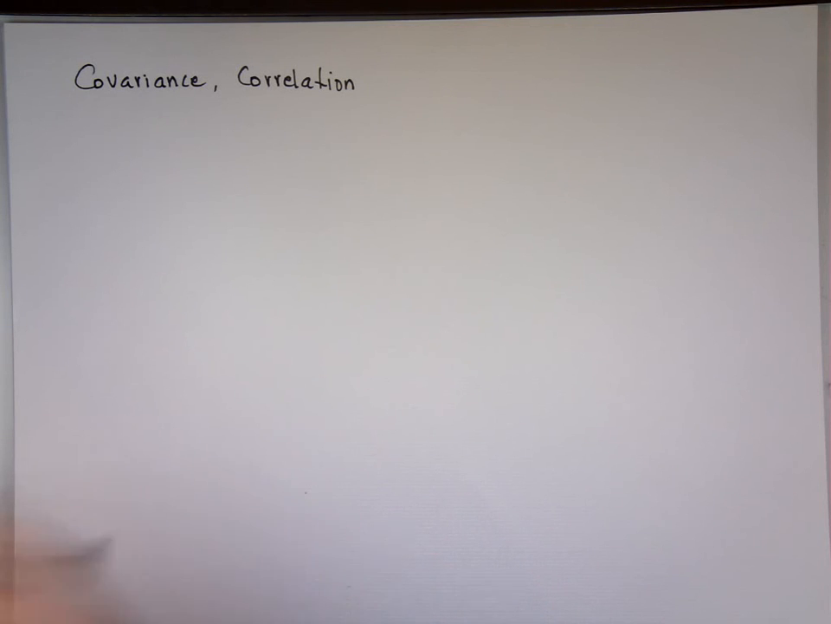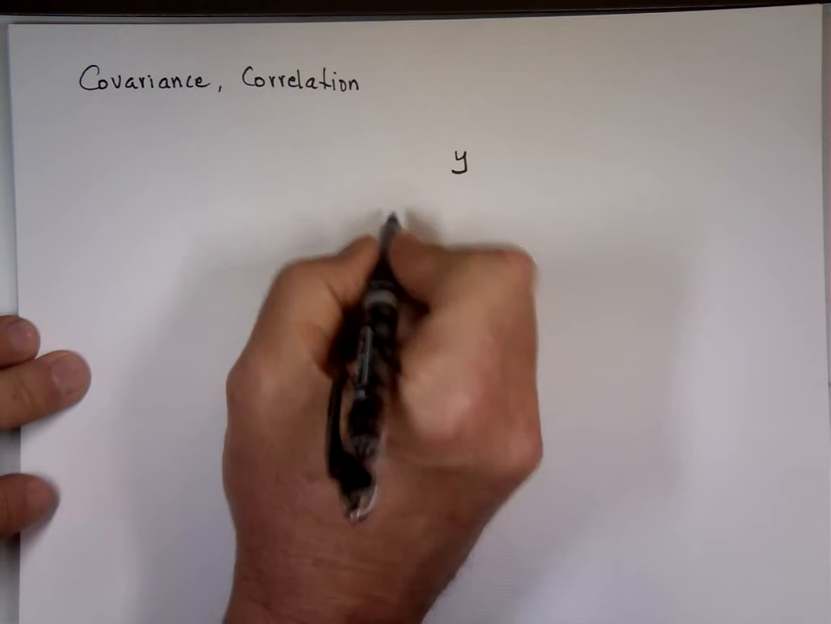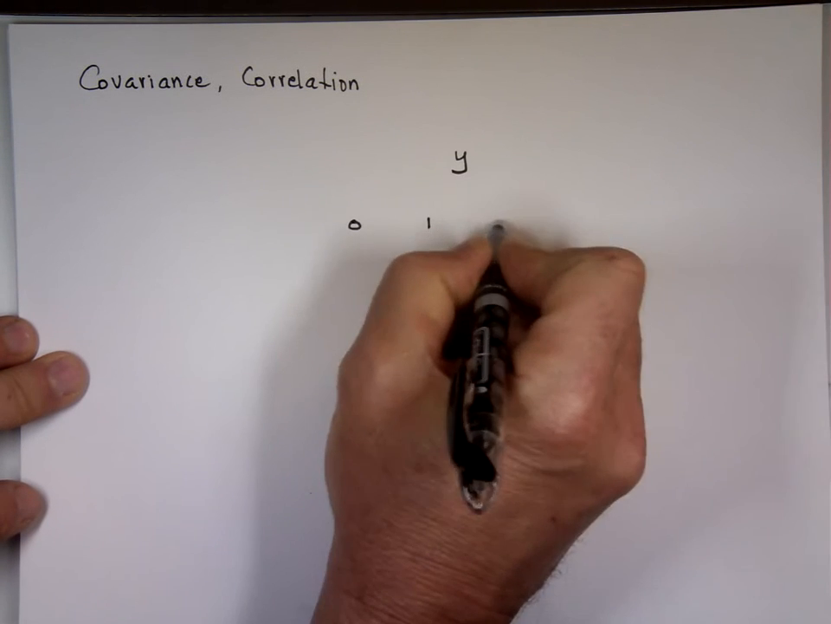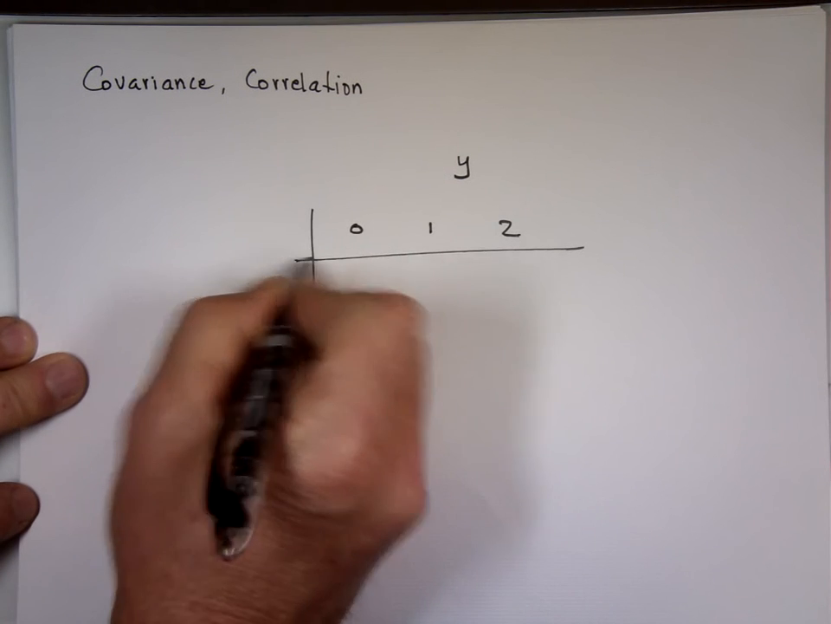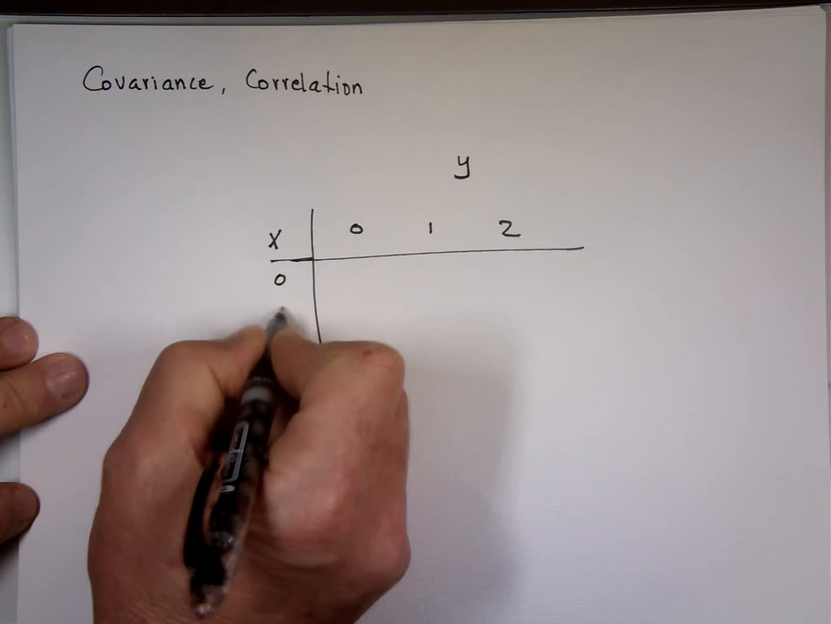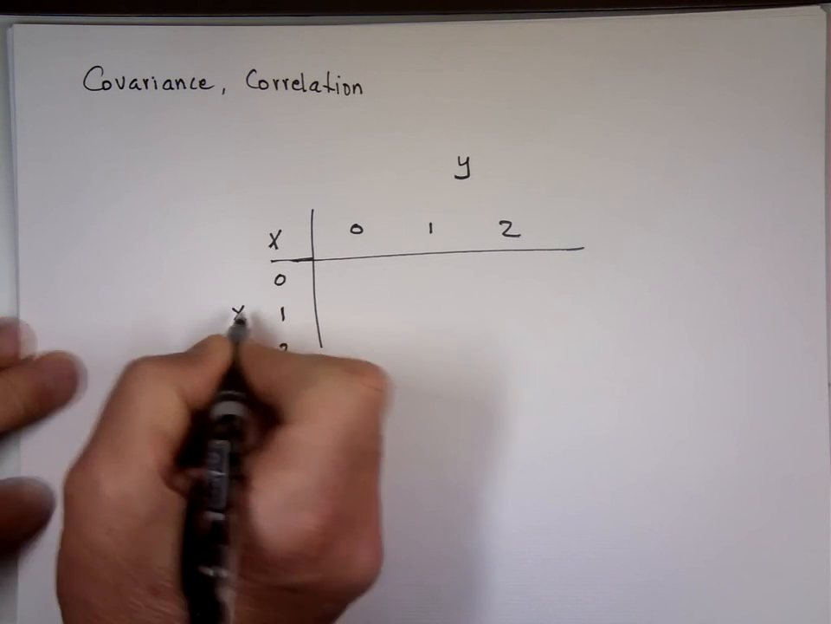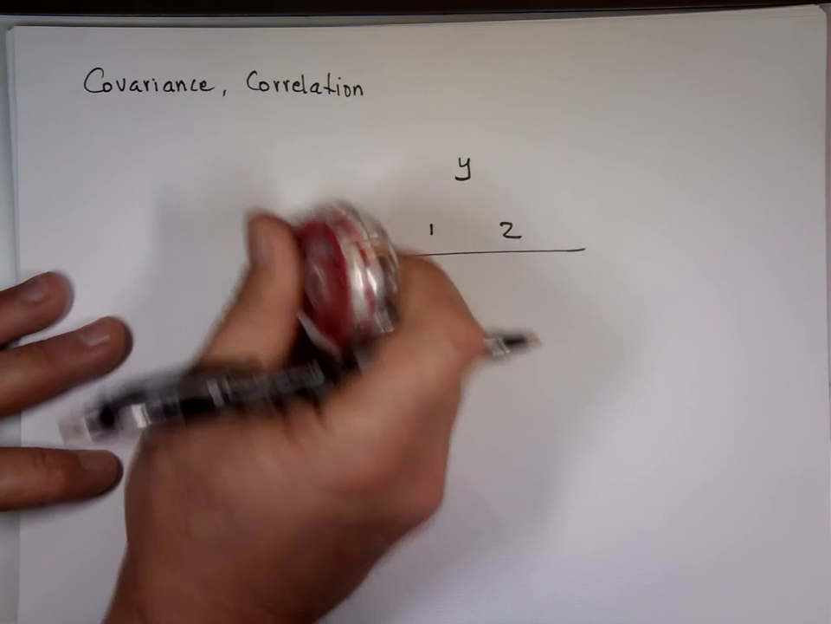Joint density function again. We'll start with discrete first. Y can have values of 0, 1, and 2, and x can have values of 0, 1, and 2. I can write x here, and I can write the probability of x comma y here.